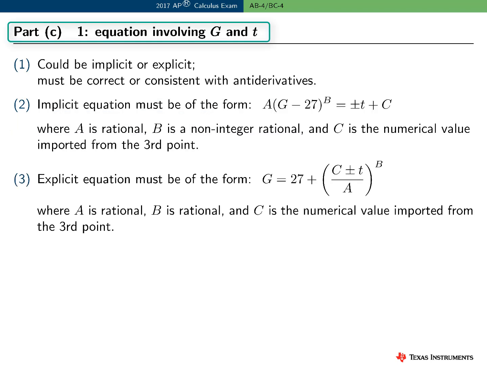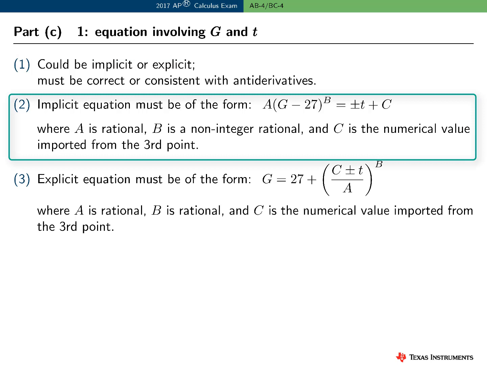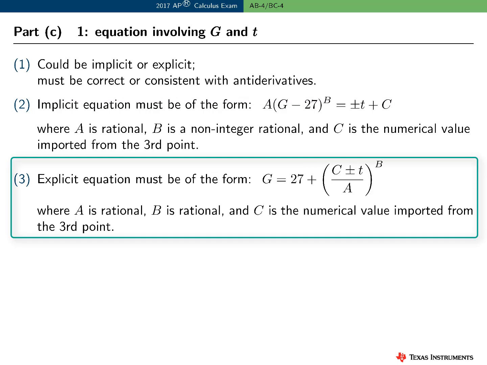The fourth point in Part C is for an equation in G and T. And I interpret this as an equation in G and T on the way to solving explicitly for G. This equation can be explicit or implicit, but it must be correct or consistent with the student's antiderivatives. If the equation is implicit, it must be of this form. And if the equation is explicit, it must be of this form.